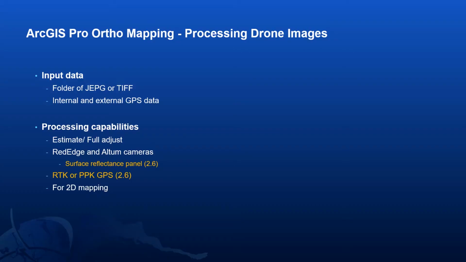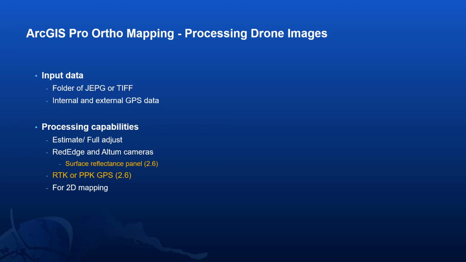The third data type we'll process is drone. Drone images are essentially aerial images with the GPS of low accuracy and no orientation. We support JPEG and TIFF format with EXIF header. We also support external GPS data. If you have GPS data stored in a text file, we can read it as well.